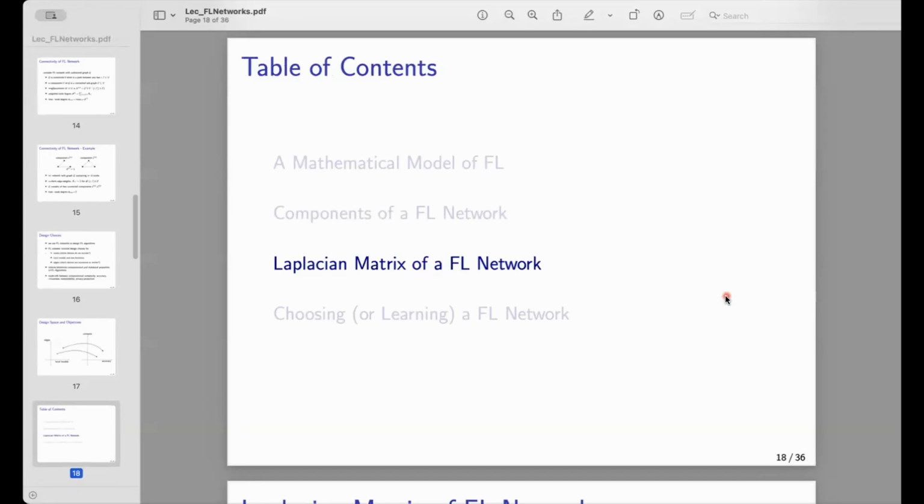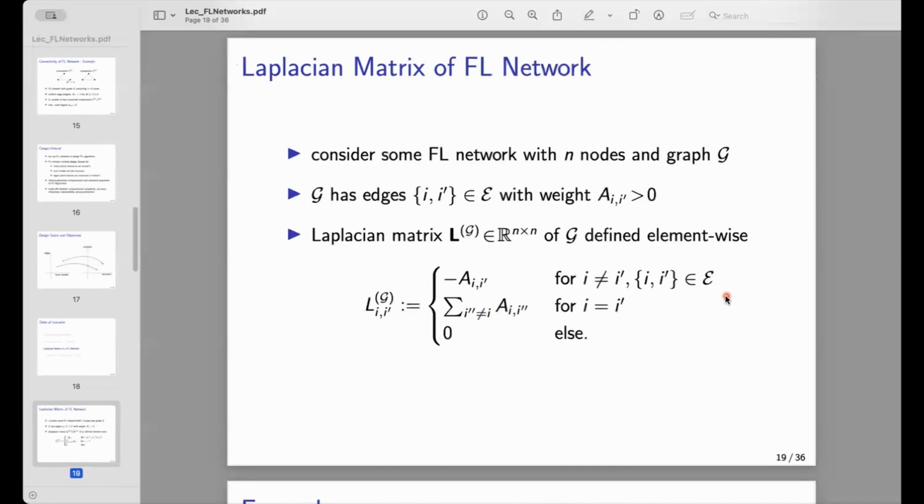So now that we have discussed the basic building blocks of a federated learning network, I want to discuss one very useful way to characterize a federated learning network. And this way of representing or characterizing a federated learning network facilitates the analysis a lot. So this representation is called the Laplacian matrix.